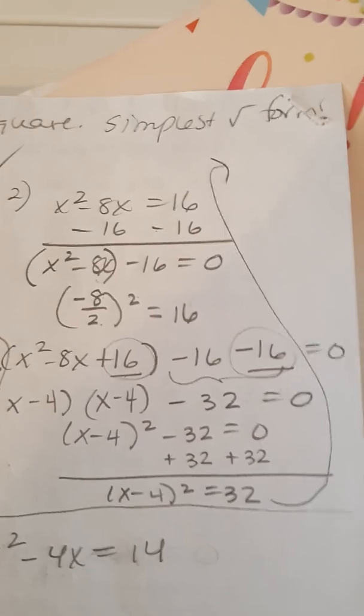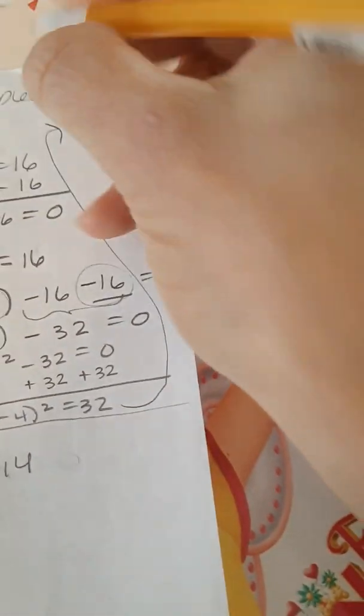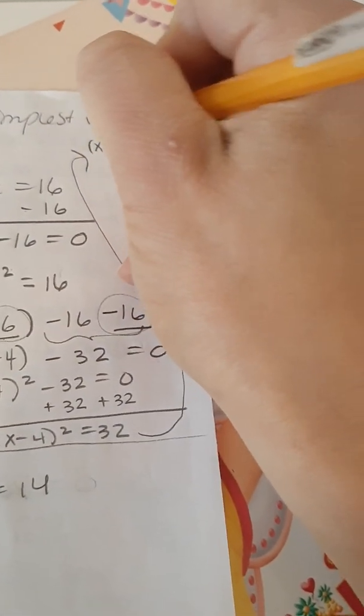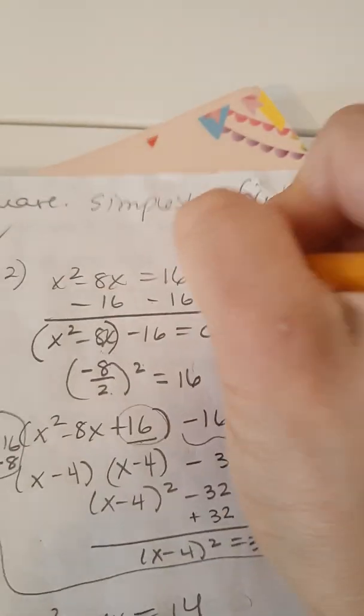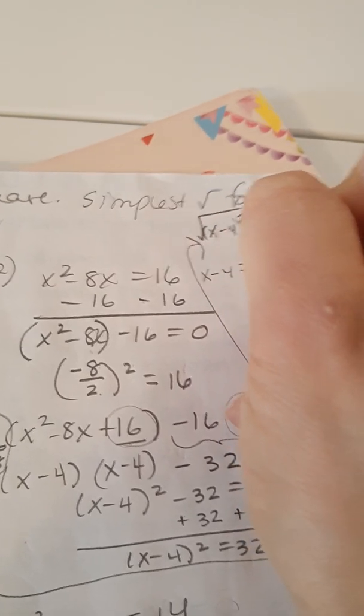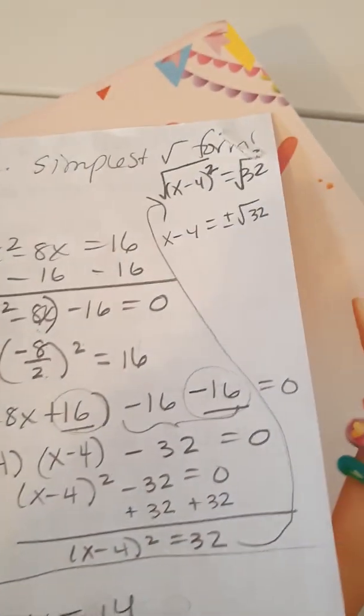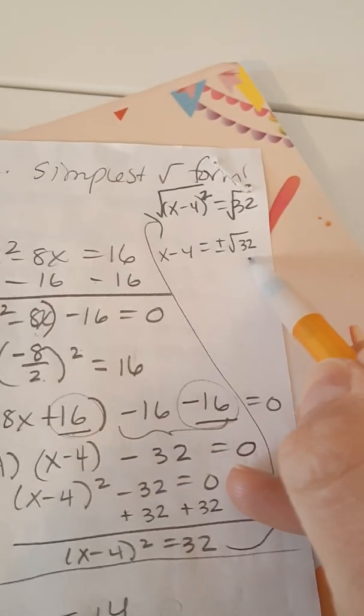Part 3, here we go. So now what you do is you have x minus 4 squared equals 32. Take the square root of both sides. So now you're at x minus 4 equals plus or minus the square root of 32. Now you have to simplify that guy.